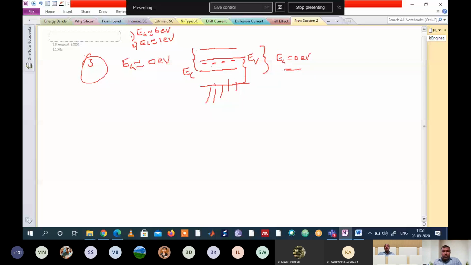Now does this electron require any energy? If any current wants to flow in this device, do they require any external energy? No. Do they require any temperature? No. If you just give a light energy, a very small energy, if you just tap this electron, what happens? Immediately current flows in the device.